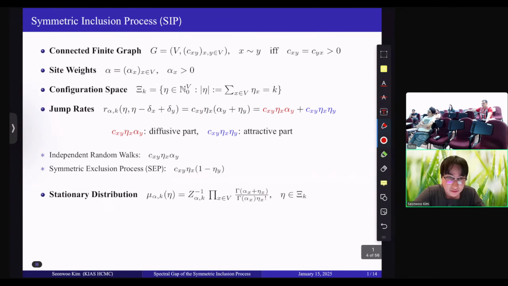Okay, and the easy thing we can realize here is that it admits an explicit stationary distribution, which in this talk we write as mu sub alpha k. You can easily verify that we have a detailed balance condition, such that the process is reversible, and that the stationary profile mu k is a product-type negative binomial distribution on the number of particles.